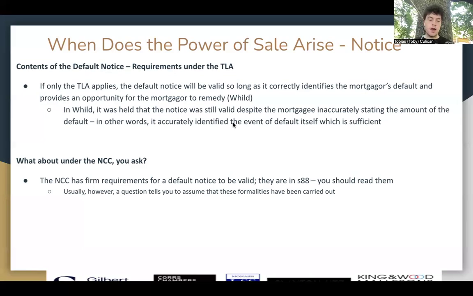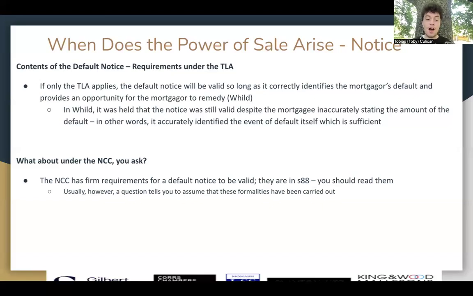Much more rigorous. There are very strict notice requirements under Section 88 of the NCC. You should read them. However, usually a question tells you to assume that these sort of formalities are being complied with. Property B is a conceptually difficult unit, in my view. The examiners want to assess your understanding of the concepts, not your ability to go through a really long statute and go tick, tick, tick. You're not in first year, unfortunately. So I have them in your notes.